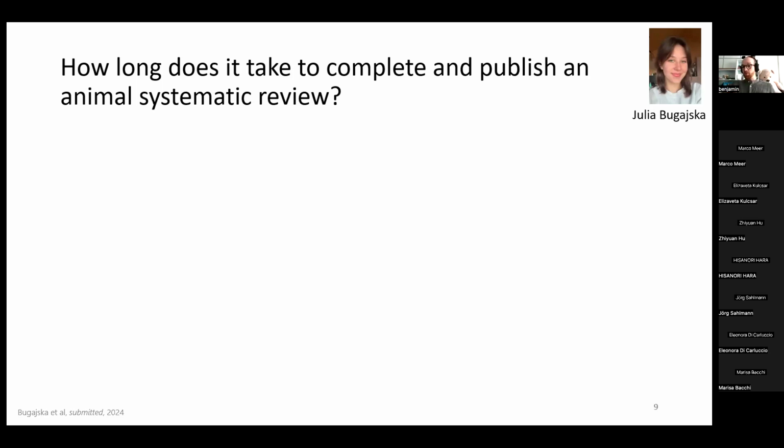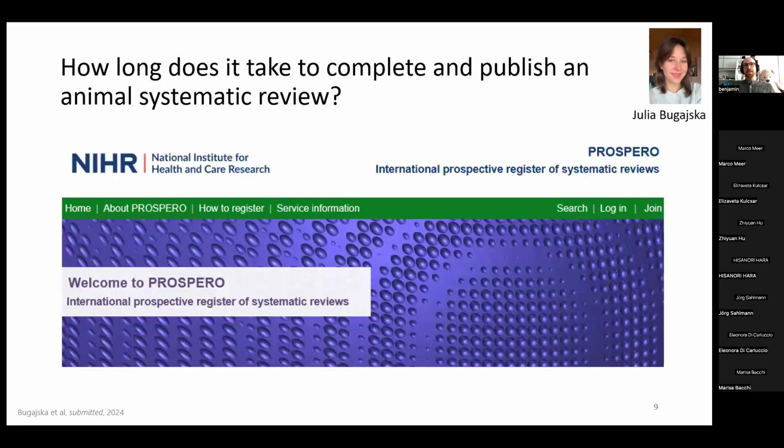And so how did we do that? We took a heuristic approach. Basically, there is this registry called Prospero. Maybe some of you have heard about that. It's an online registry where you publish the systematic review protocol I mentioned before, where you define your methodology in advance before you conduct a systematic review. If you conduct a rigorous systematic review, you have to upload this protocol to this Prospero database. There are other databases, but this is one of the most important ones.